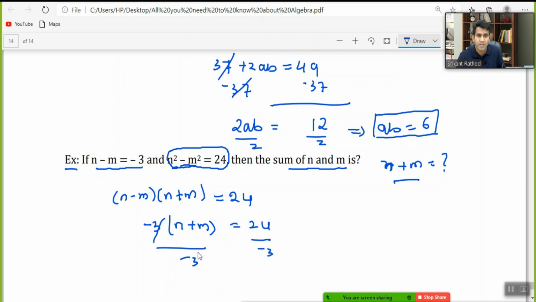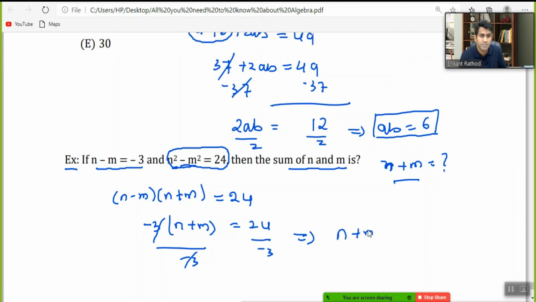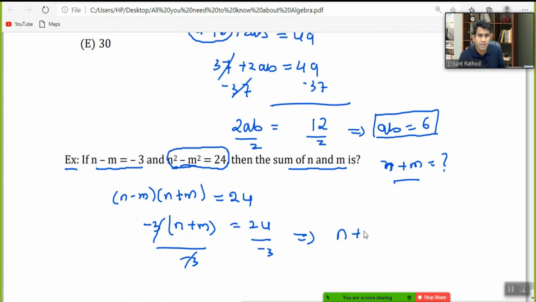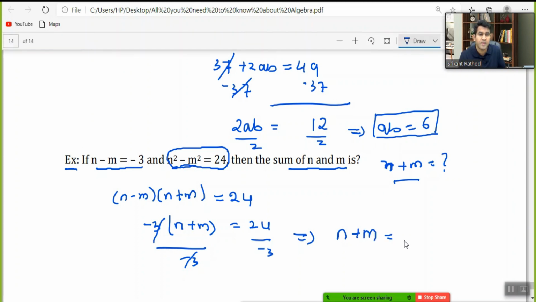So what are we going to get here? So their sum is equal to 24 divided by 3, it's going to be 8. So here we are dividing 24 by negative 3. So n plus m, just a second, n plus m, that's going to be 24 by negative 3, it's going to be negative 8.